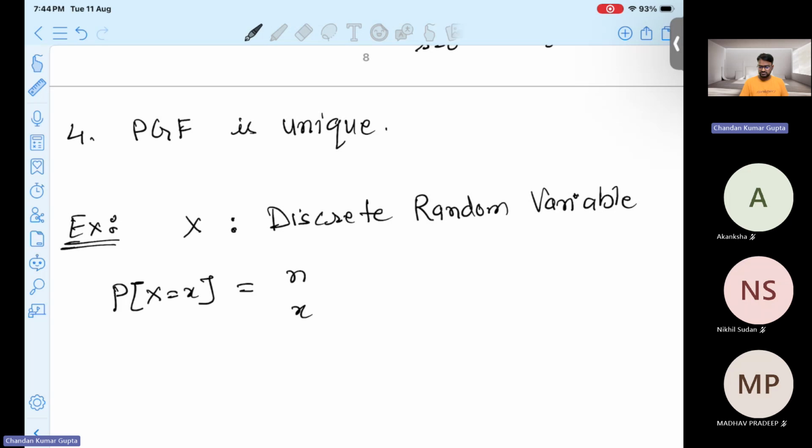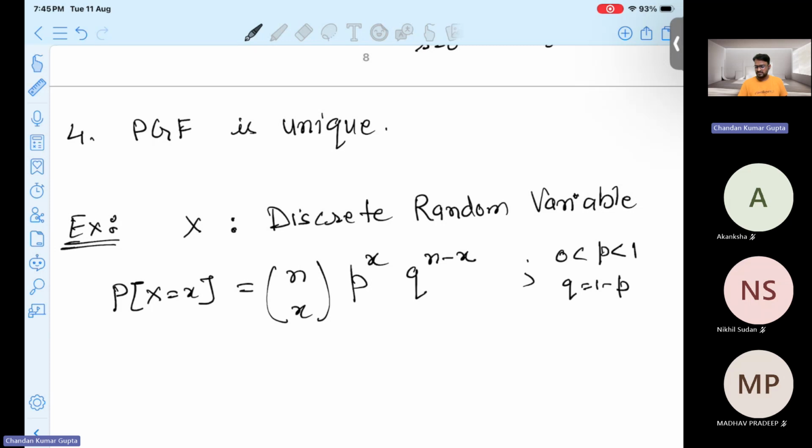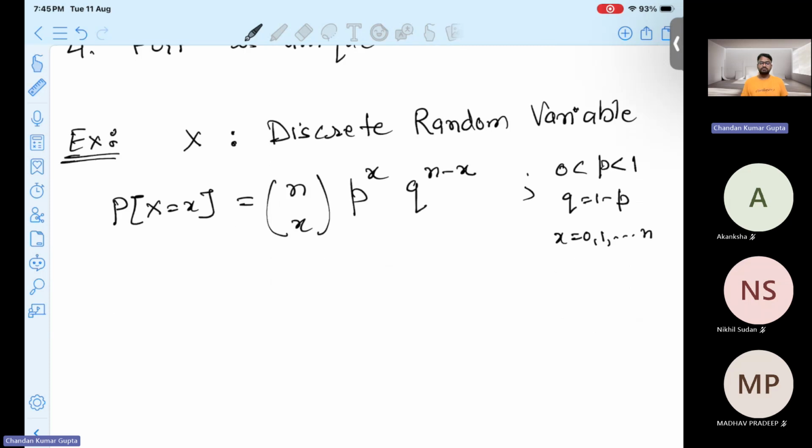nCx p to the power x, q to the power n minus x, where q is nothing but 1 minus p. This is all we know. Here p lies between 0 and 1, q is equal to 1 minus p, and x equals 0, 1 up to n. Then this is the probability mass function for the random variable x.